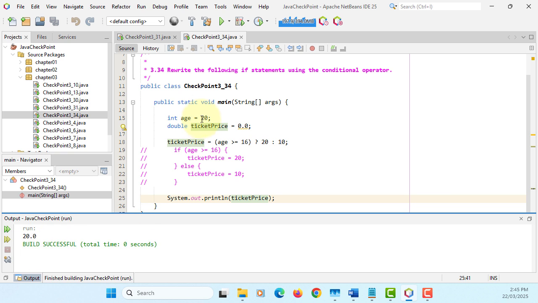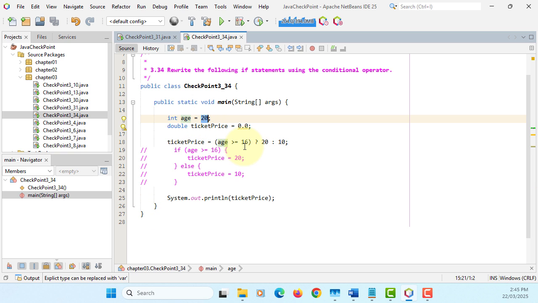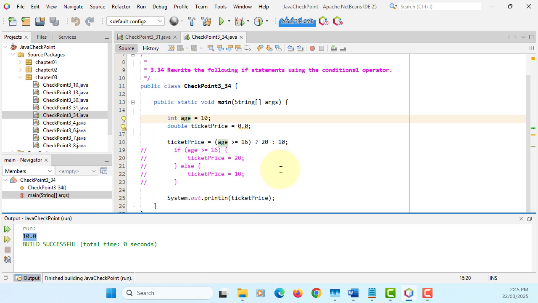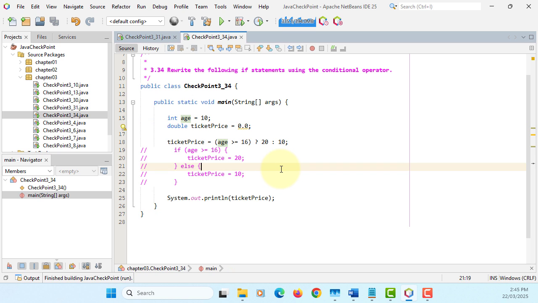Okay, same. Let's say I'm 10 years old. Okay, the condition is not true, then after colon, $10 will be assigned to ticket price. Okay, 10. That's all. Thank you.